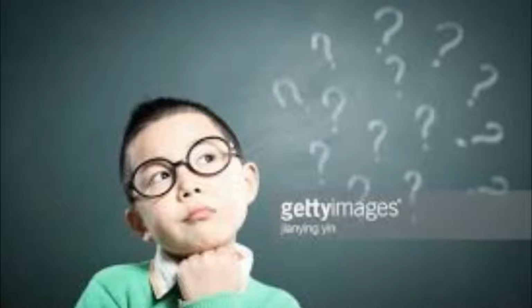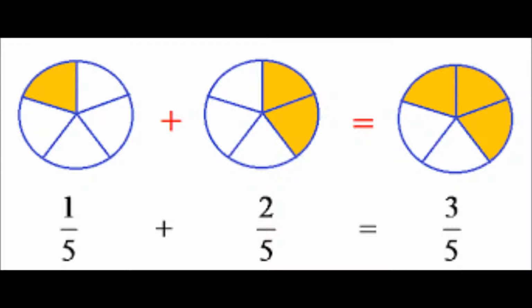Let's start by adding two fractions with the same denominator. Because the denominators are the same, you only have to add the numerators. Still puzzled? Let's look at another example. 1/5 plus 2/5 equals 3/5. All we have to do is add the numerators if the denominators are the same.